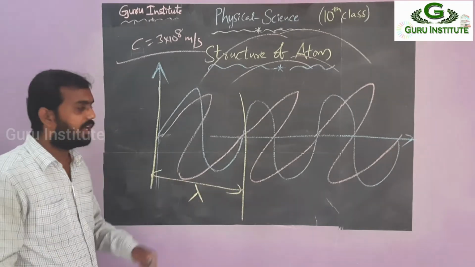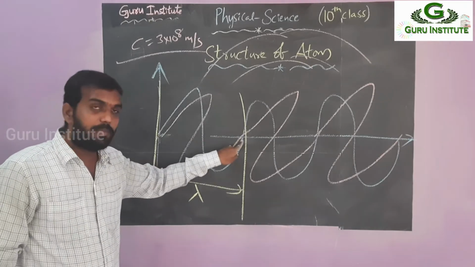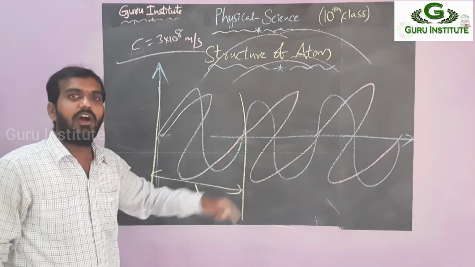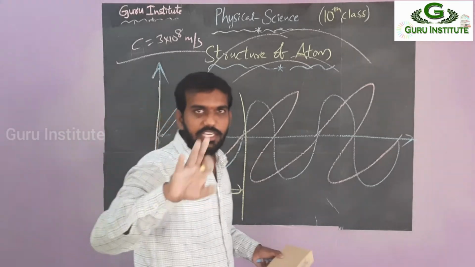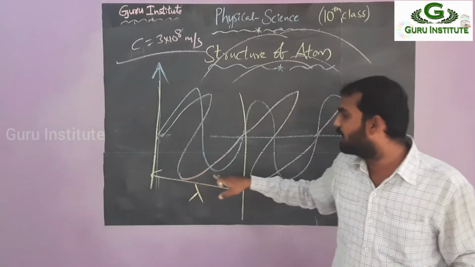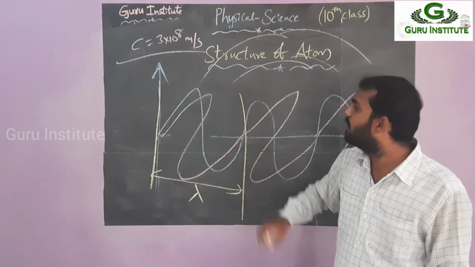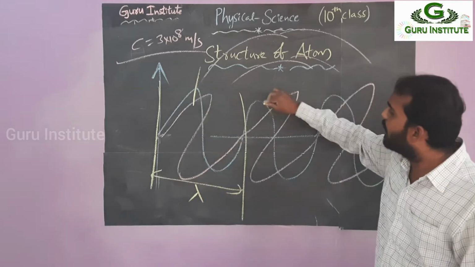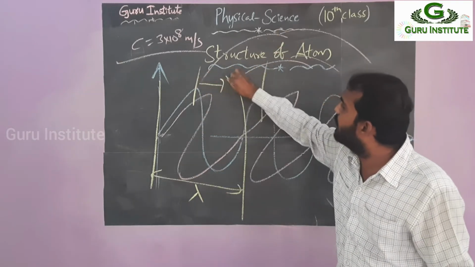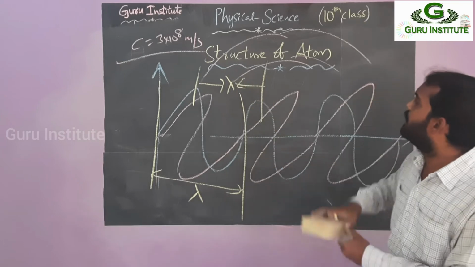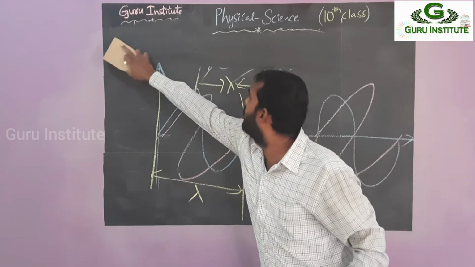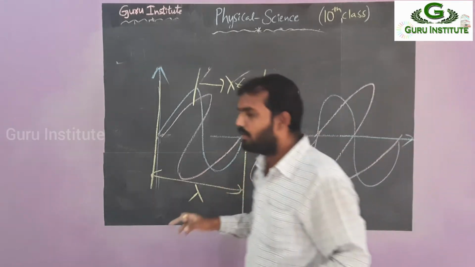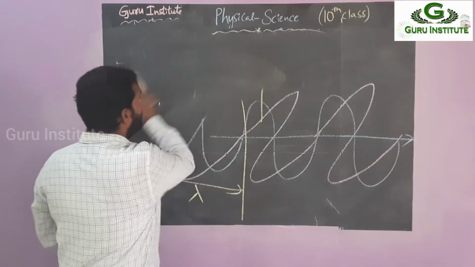That is indicated by lambda. The length of one cycle in a wave is known as wavelength lambda, or the distance between the first peak of the wave to the next peak of the wave. It is also lambda. If you observe this one, I am showing one complete cycle.